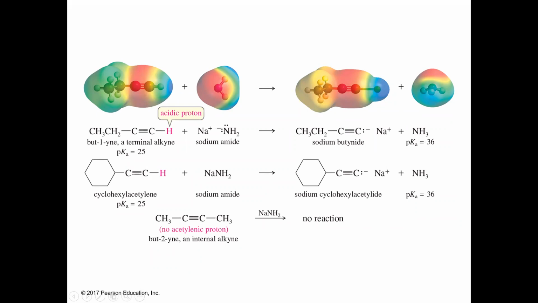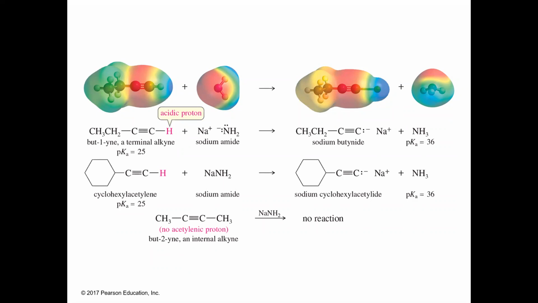So starting with 1-butyne, which has an acetylenic hydrogen, and reacting it with sodium amide. And this is usually done in liquid ammonia. Ammonia is a gas at room temperature, but if you cool it, off the top of my head, the boiling point is something like minus 38 Celsius. So if you cool it enough, it becomes a liquid.